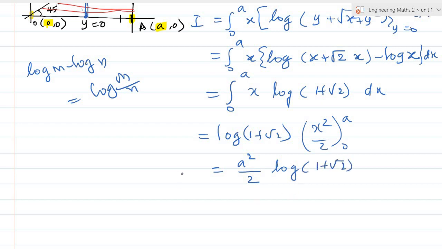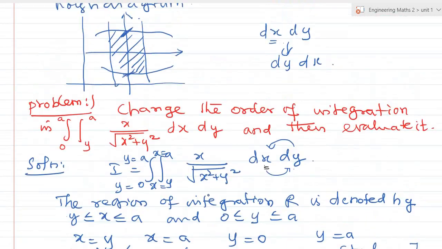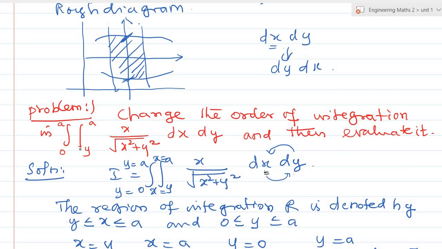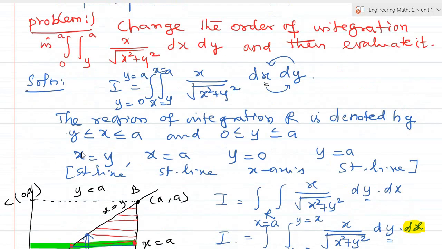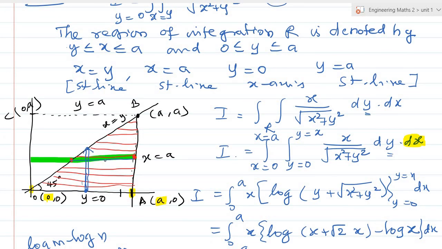Most of the students make mistakes in change of order of integration because they struggle in identifying the shape. Whether it is a straight line, a circle, or a parabola, whatever it may be, you have to identify the shape properly, and then you have to identify the region. That is very, very important.